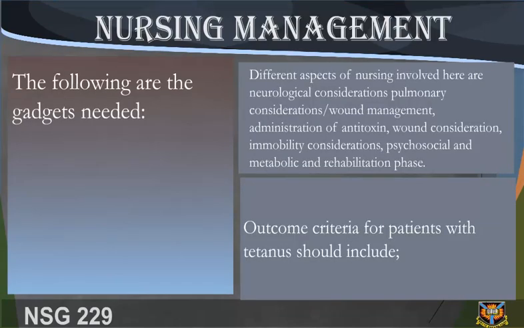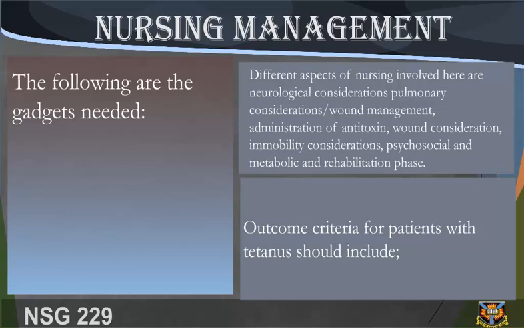Nursing management. The following are the gadgets needed: padded fracture bed, suctioning machine, oxygen, tracheotomy tube, drip stand, NG tube, bedpan. Different aspects of nursing involved here are neurological considerations, pulmonary considerations, wound management, administration of antitoxin, immobility considerations, psychosocial, metabolic and rehabilitation phase.